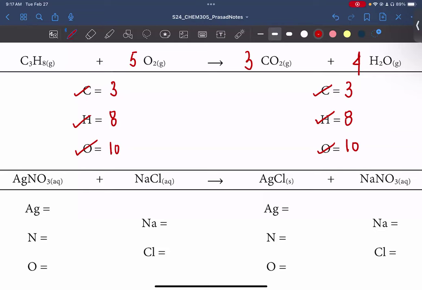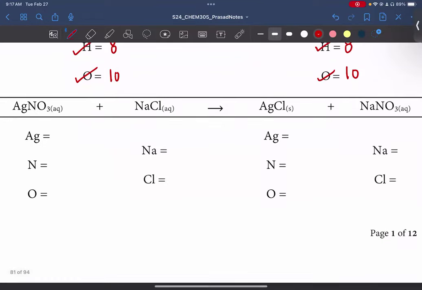Okay, does anyone have any questions on this? Okay, let's do the next one. We have here AgNO3, sodium chloride forming AgCl and NaNO3. The packets are down on that bench over there.